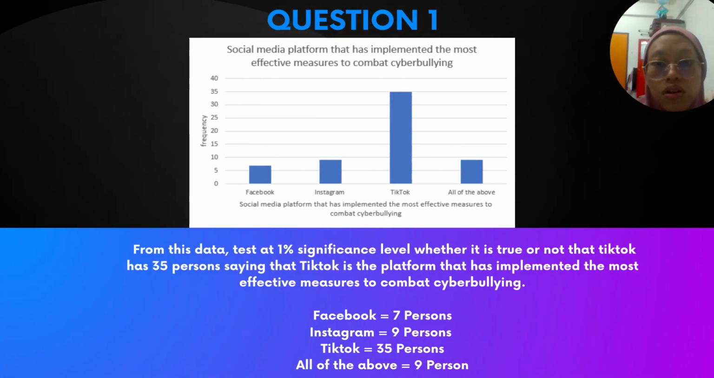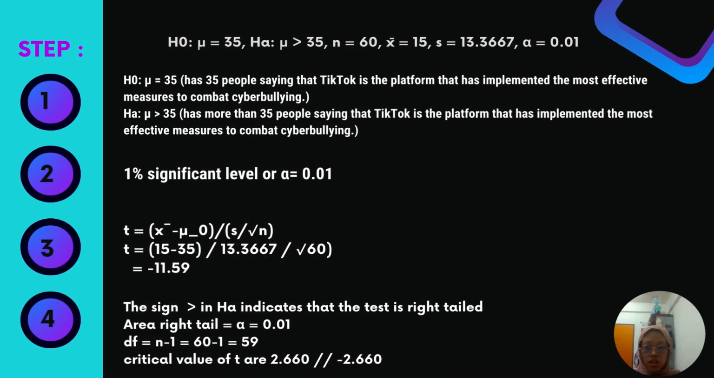Okay, so the question in hypothesis is the same as the question in analysis data. For the hypothesis test, we have about 5 steps to get an answer. Firstly, we have to find the null hypothesis and alternative hypothesis, sample size, sample mean, sample standard deviation, and significance level. For step 1, we determine the null hypothesis, which is that the mean is 35, and the alternative is greater than 35. Then we move to the second step, which is the significance level, 0.01 or 1%.